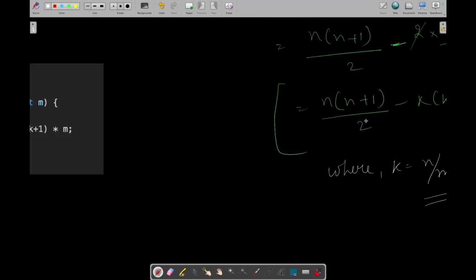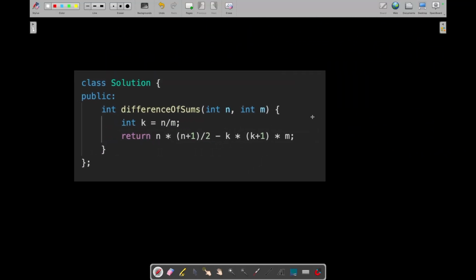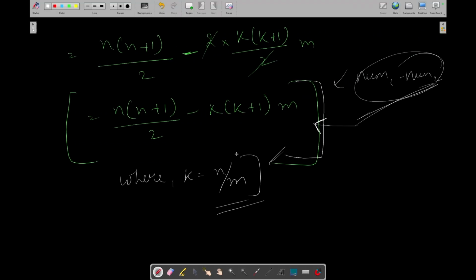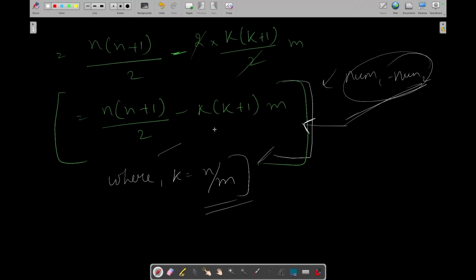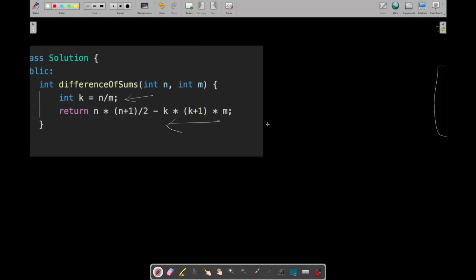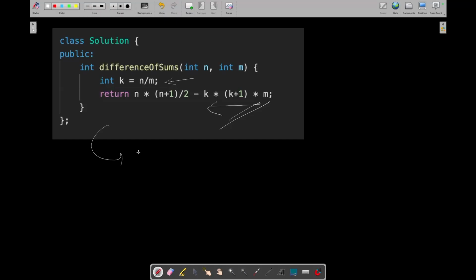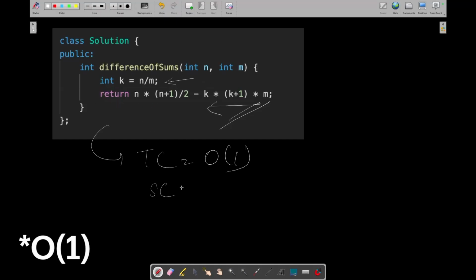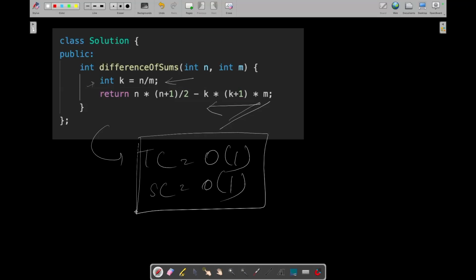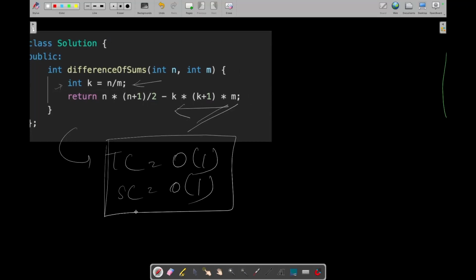Okay, let's see its code as well. Its code is now quite simple. Let's declare k as n by m and just return that complete equation: n into (n plus 1) by 2 minus k into (k plus 1) into m, right? Now the time complexity of this approach is reduced to big O of 1, as it does not include any iteration, and its space complexity is also big O of 1, as we are just using this single variable. So that's all for this question. I hope you get it.